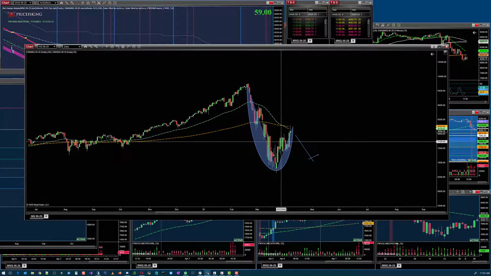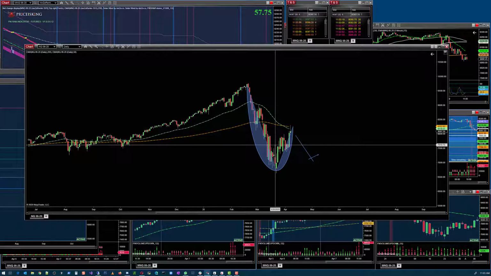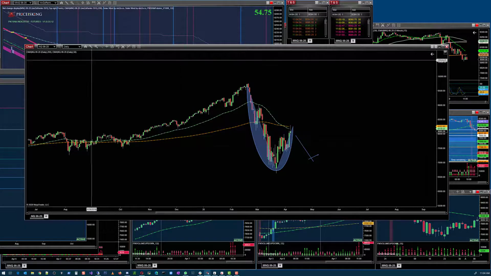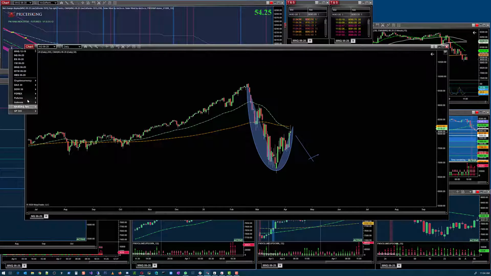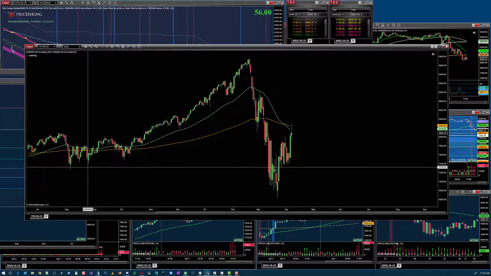All right, so with that said, this is on the NQ, and this is on the actual NQ, not the micro, the big one. Let's take a look at the YM, the Dow, and see what's going on with the Dow.